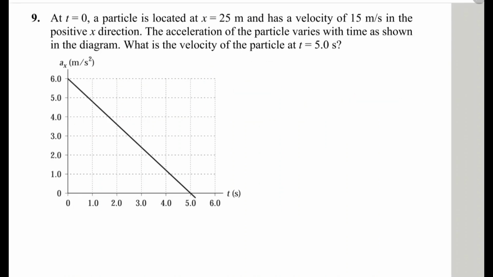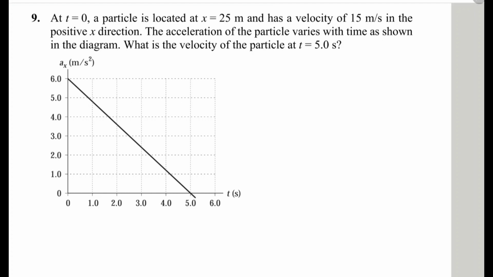At t equal to 0, a particle is located at x equal to 25 meters and has a velocity of 15 meters per second in the positive x direction. Now, the acceleration of the particle varies with time as shown in the figure here. What is the velocity of the particle at t equal to 5 seconds?